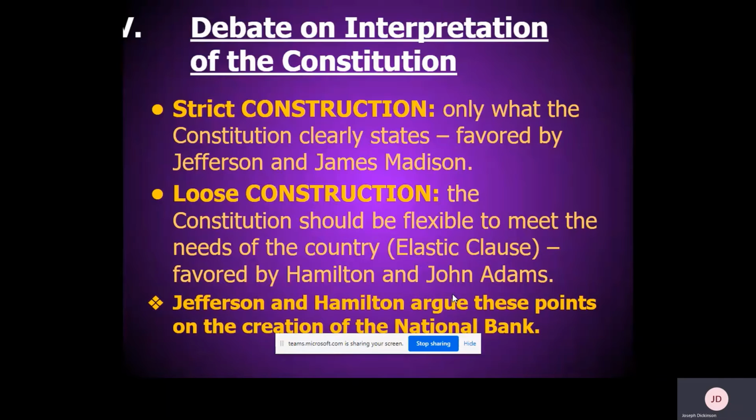The reason that they argue about these points on the creation of the national bank is because Hamilton feels that, because of this elastic clause, they should be able to make this national bank. The Congress should be able to write it and vote it in, and the president should just be able to sign off on it because he's the president. And Jefferson and Madison are just like, no, there's nothing in there that says that. There's nothing saying Congress or the president can just do it because they feel like it. No, we need to follow the Constitution.